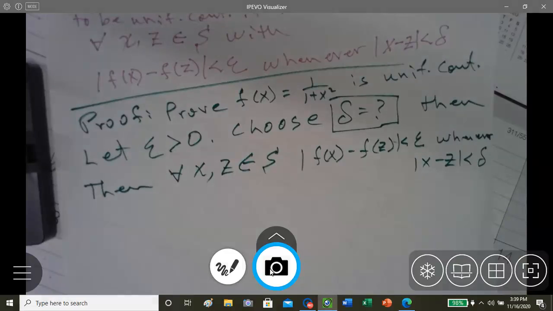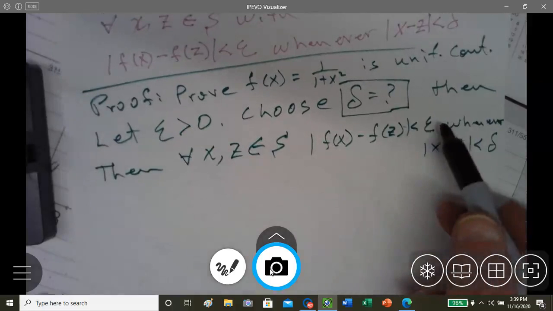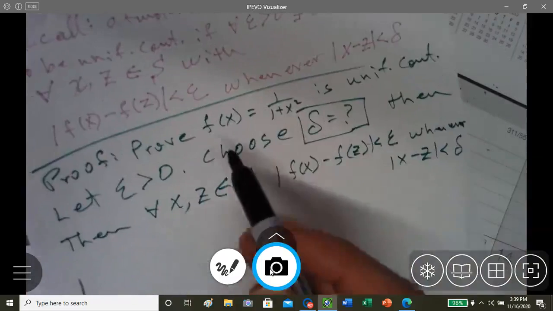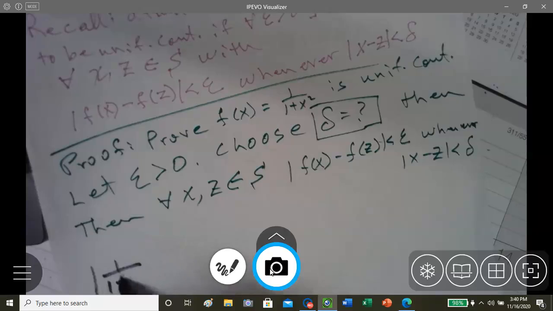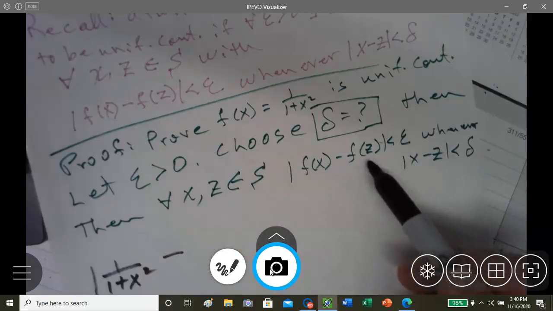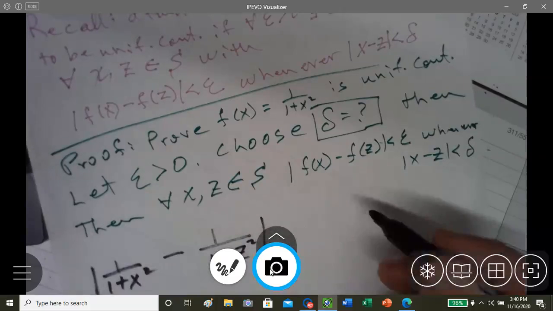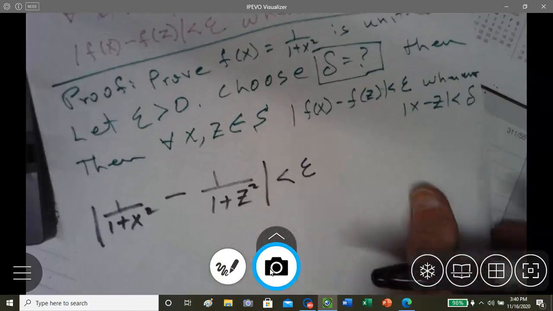Okay, so we start with our framework of f of x minus f of z is less than epsilon, and since f of x is 1 over 1 plus x squared, this will be 1 over 1 plus x squared minus f of z, so that will be 1 over 1 plus z squared, and we're saying that's all less than epsilon.